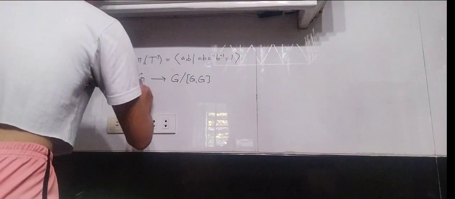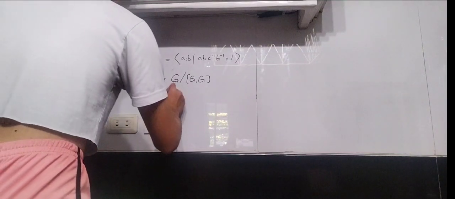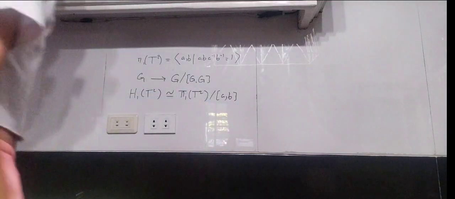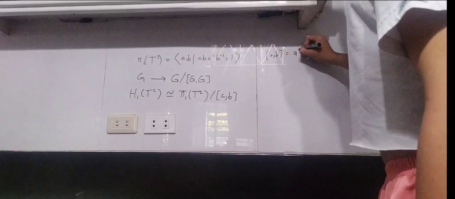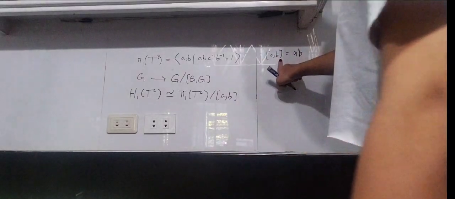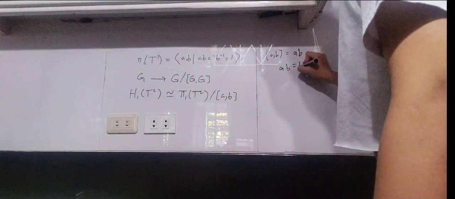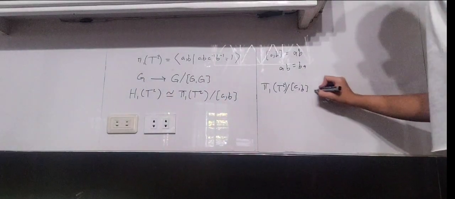So the first homology group of T^2 is isomorphic to the fundamental group of T^2 mod its commutator subgroup, or the commutator [a, b], where of course the commutator is simply a b a^-1 b^-1. And in order to abelianize this group here, what we simply need to say is that ab is equal to ba.